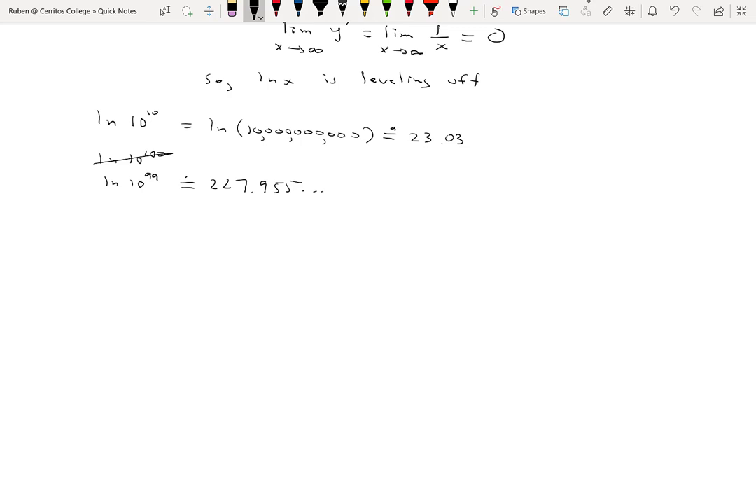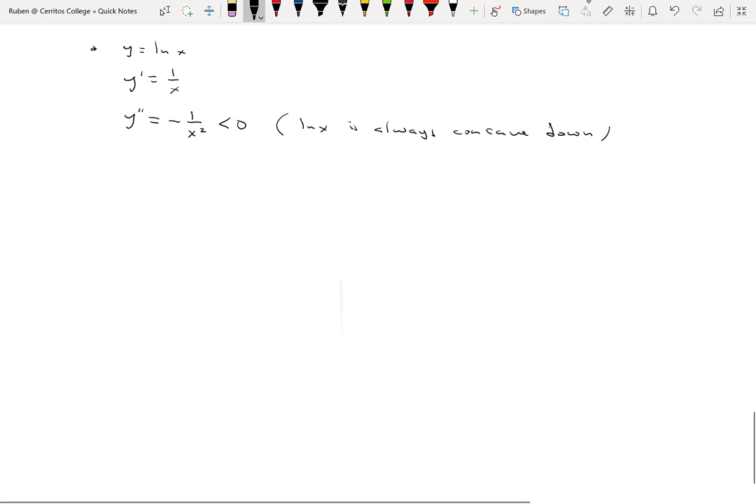Let's take a look at concavity. We know that if y equals the natural logarithm of x, y prime equals 1 over x. Concavity is driven by the second derivative. So the second derivative would be negative 1 over x squared. That's less than 0. So ln x is always concave down. So now let's put all this together in a graph. We can definitely do that now.